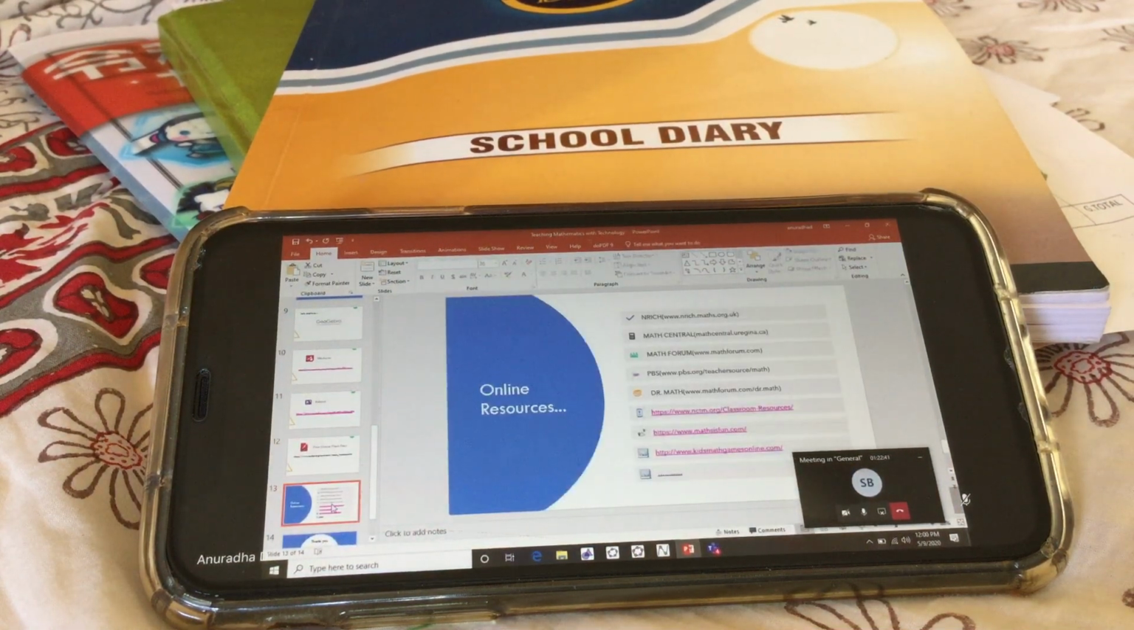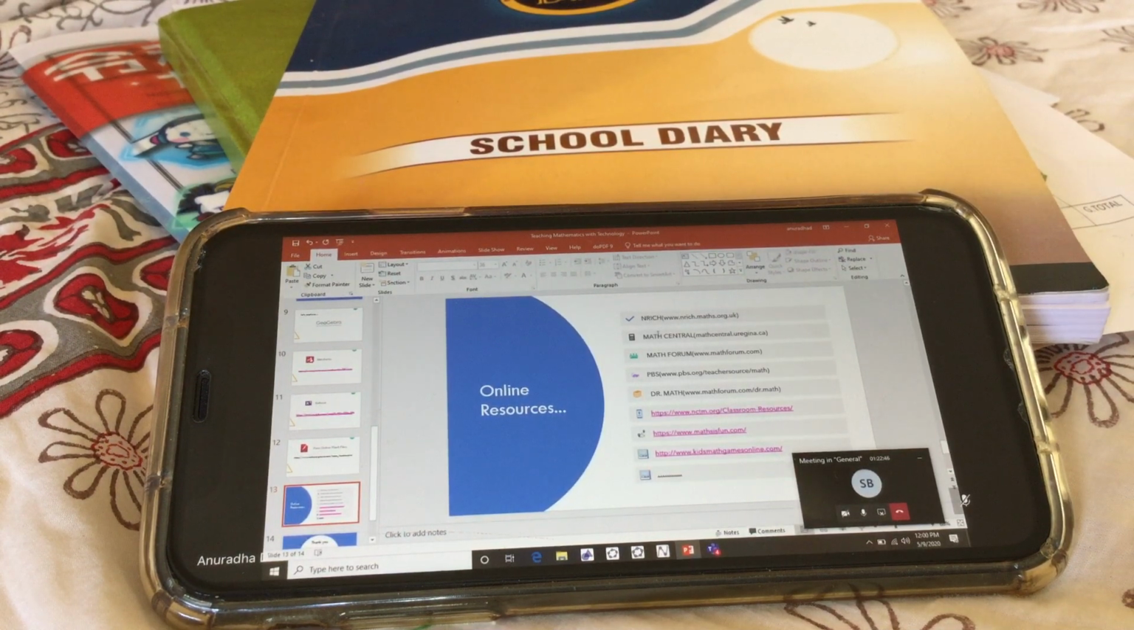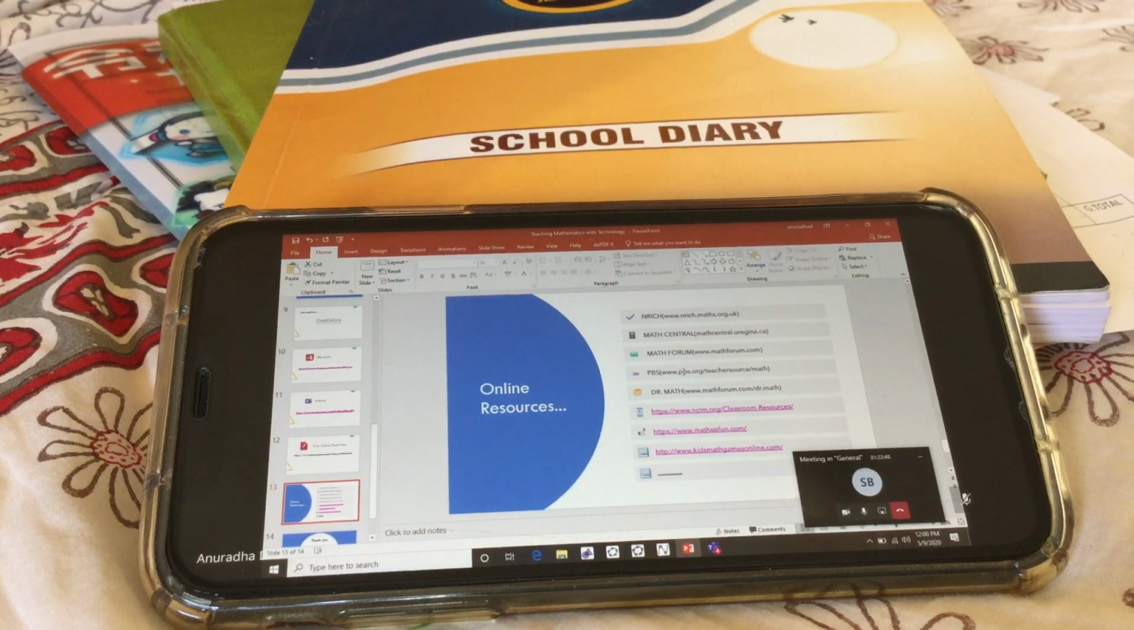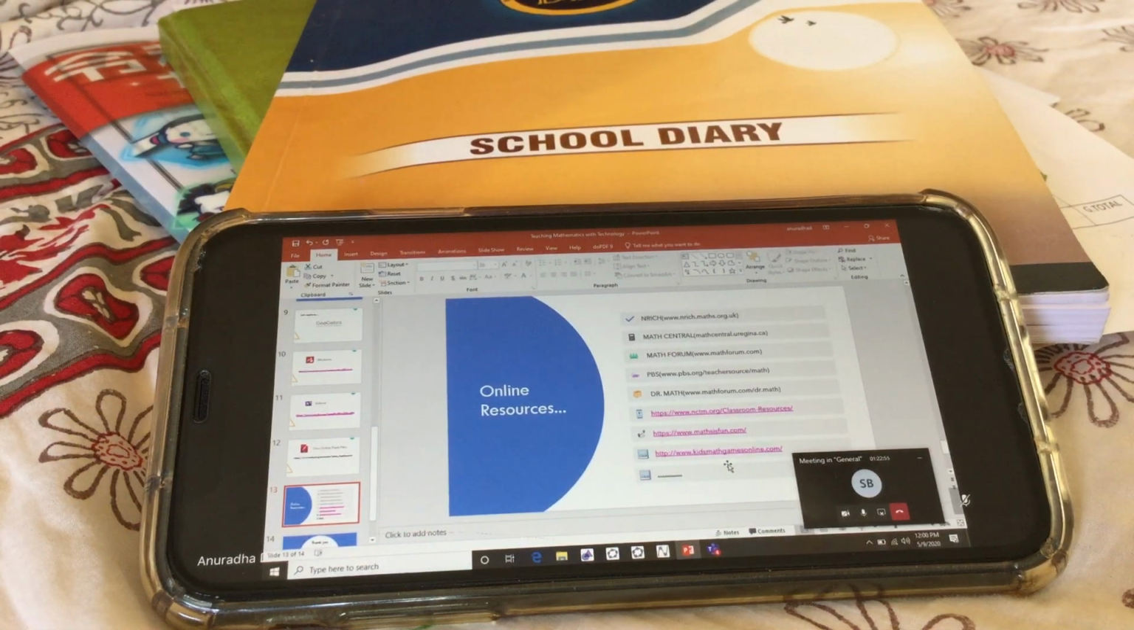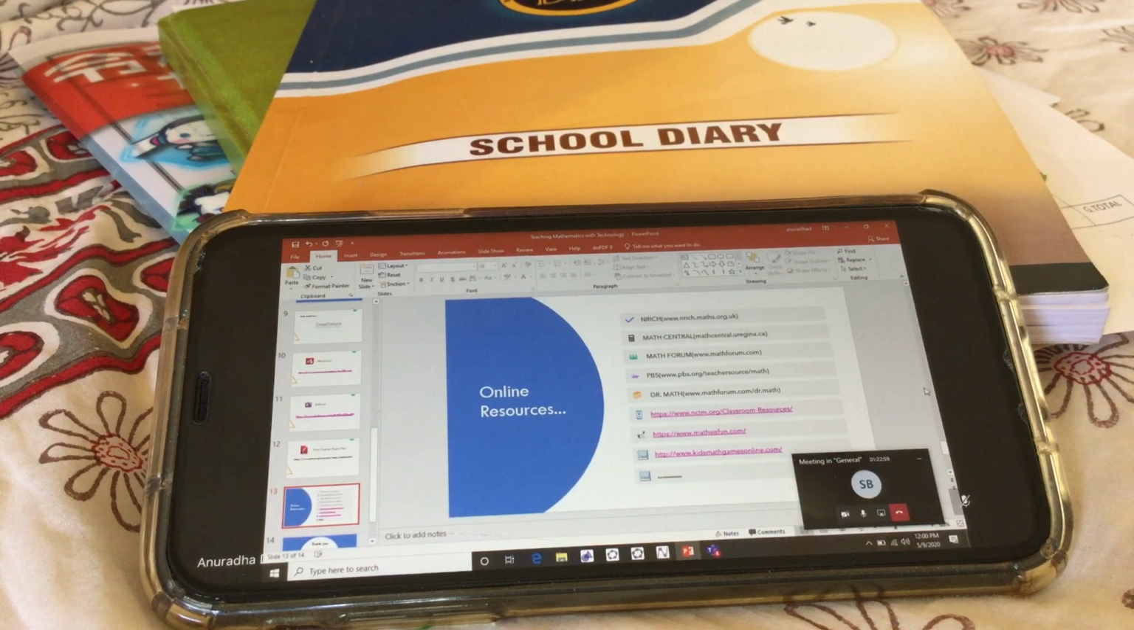Then there are so many other online sources. You can see Enrich, Math Central, Math Forum. All these have interesting interactive games or some interesting things that we teachers can use for our children.